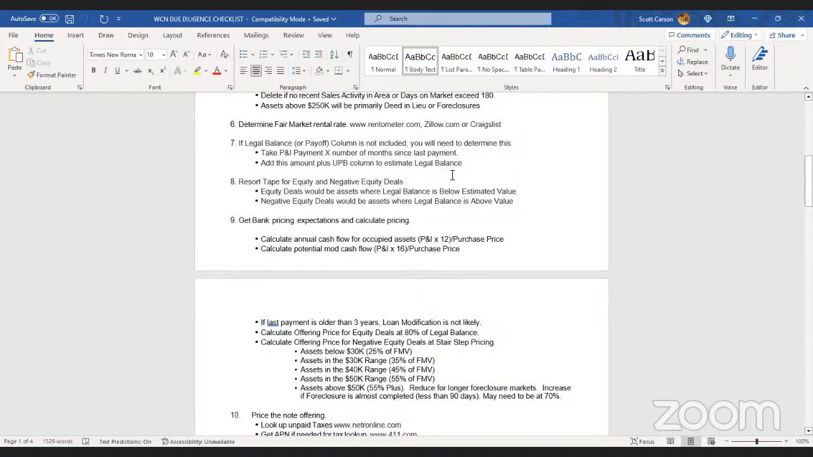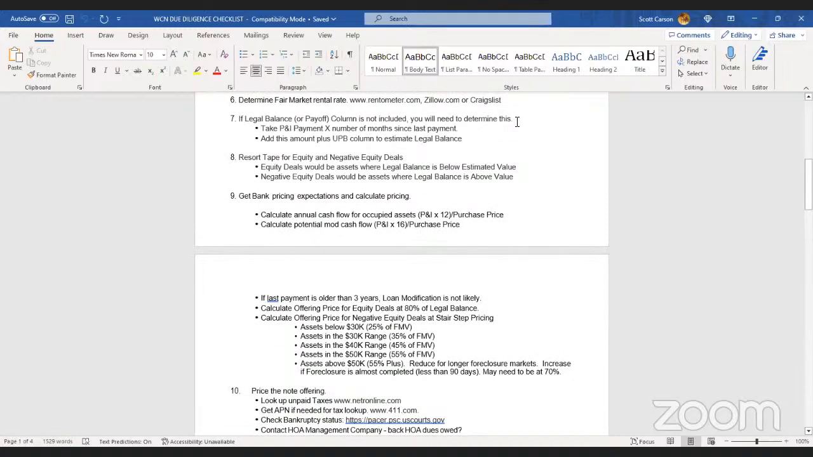Okay. Number 7, if the legal balance or payoff column is not included, you'll need to determine this. What I usually do is take the P&I payment times the number of months since the last payment. I'll add this amount to the UPB column, the unpaid principal balance column, to estimate a rough legal balance. I know that's not 100% accurate. You could also add 5% late fees on the payments amount, but that's usually what I'll do to get a quick, rough legal estimate. When you look at taxes owed, you're going to want to add taxes to that number, because they have to be paid in some sort if you have to foreclose. So keep that in mind.